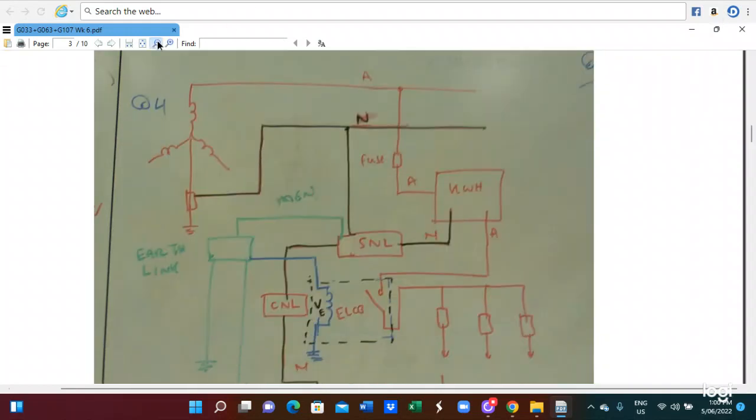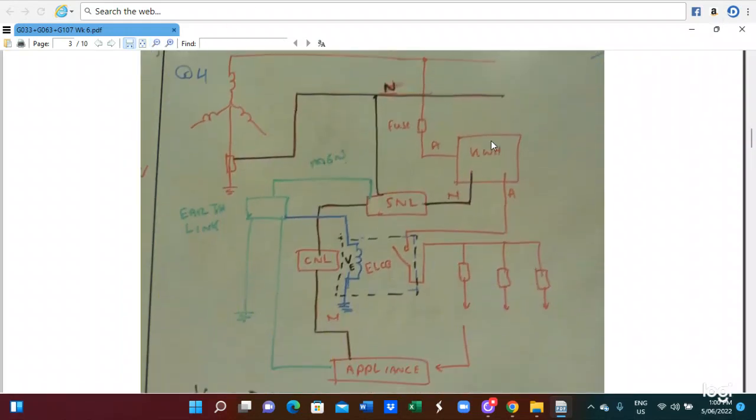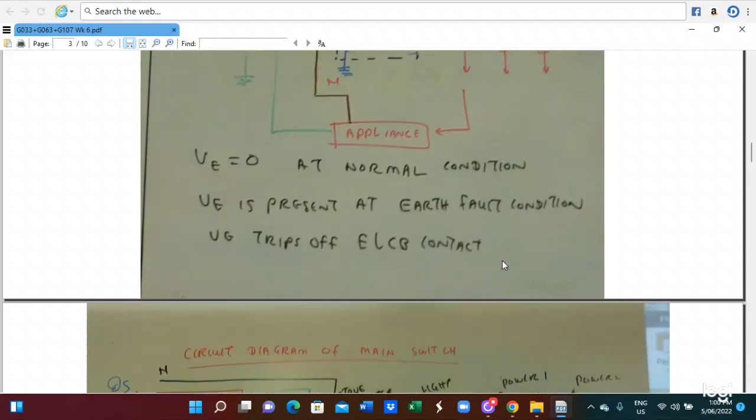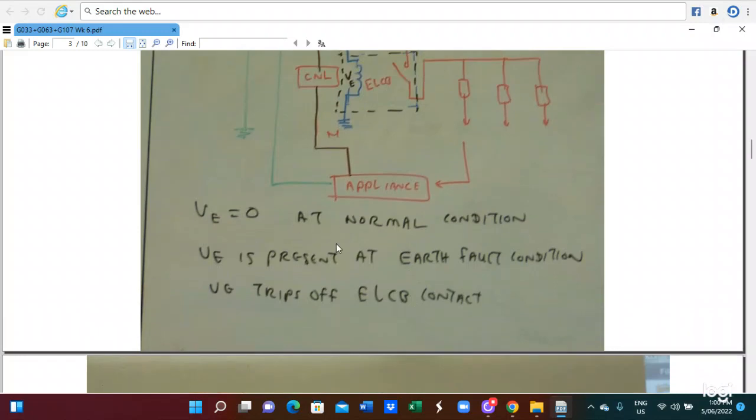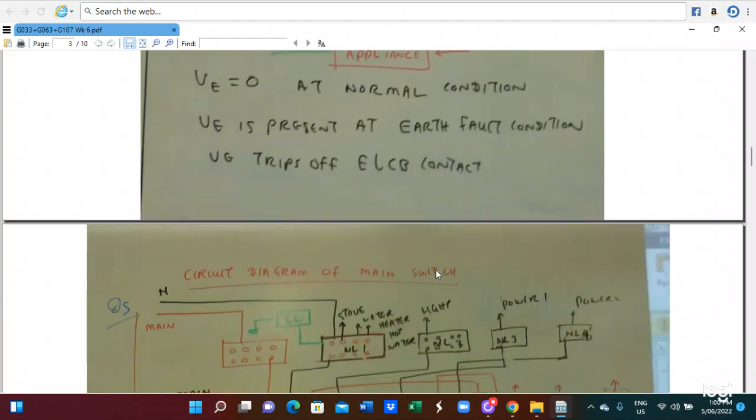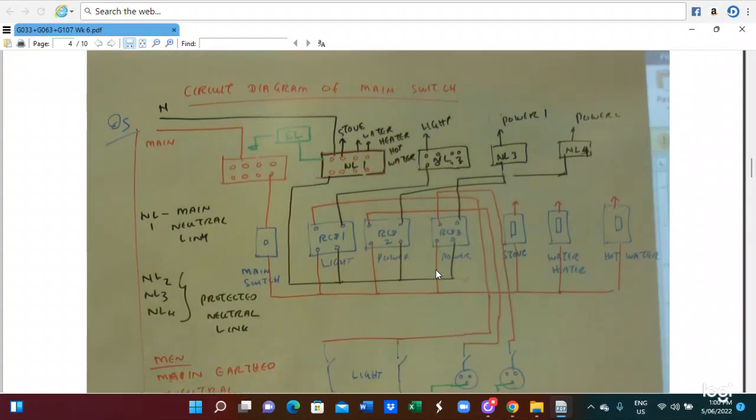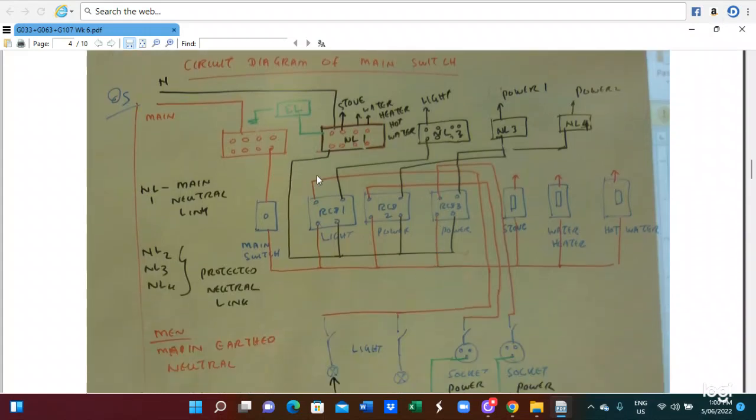Here is a connection of the ELCB, an earth leakage circuit breaker. In this case, you can see the three-wire line here. This is the kilowatt hour meter. This is the supply neutral link and the consumer neutral link. This is the ELCB. When the earth fault happens, a voltage across the ELCB occurs, and this voltage will trip the ELCB switch. So VE is 0 at the normal condition, VE is present at the fault condition, and VE trips the ELCB contact.